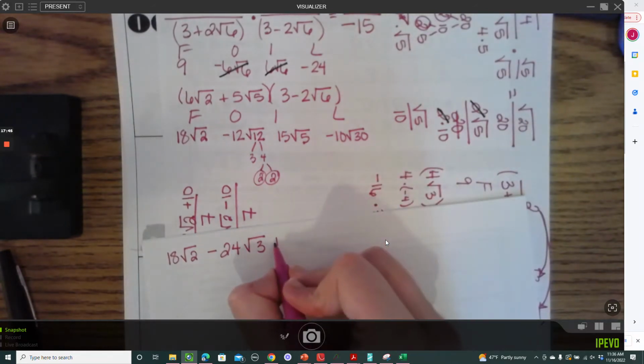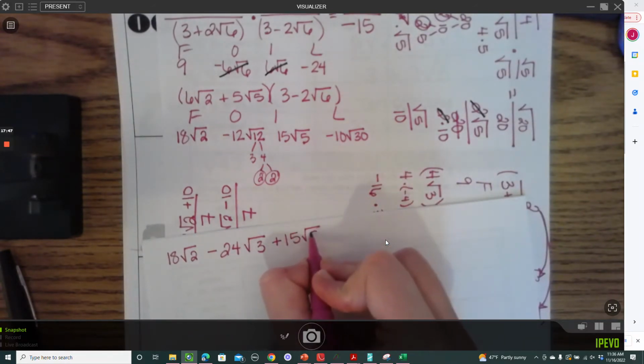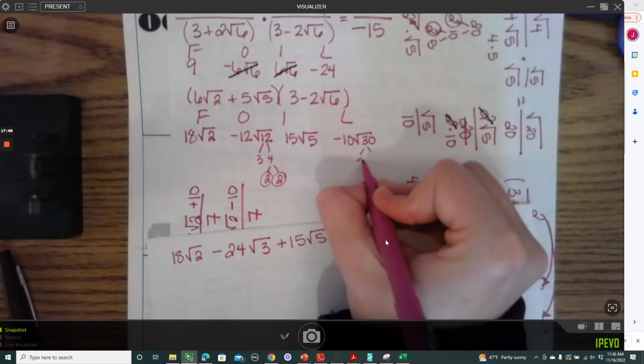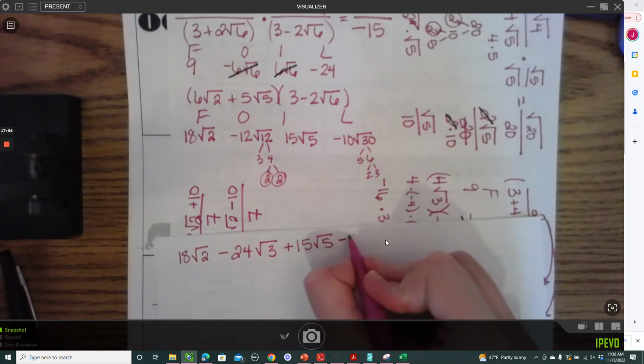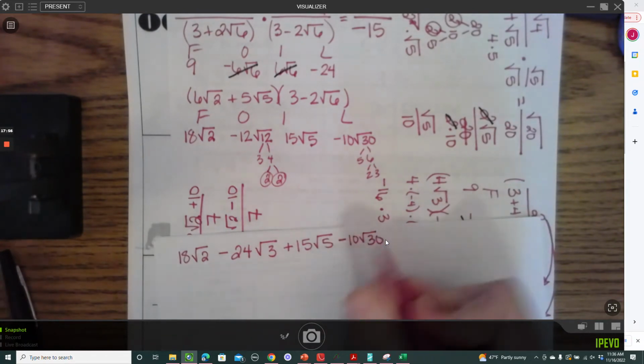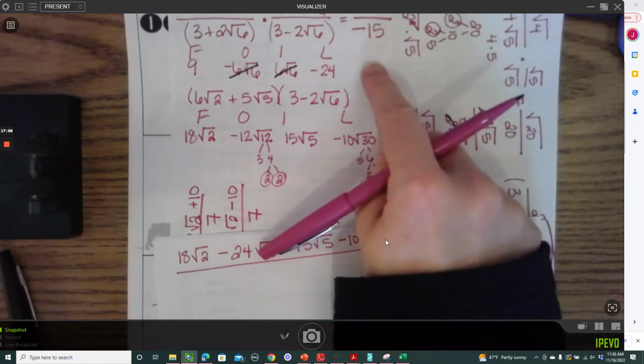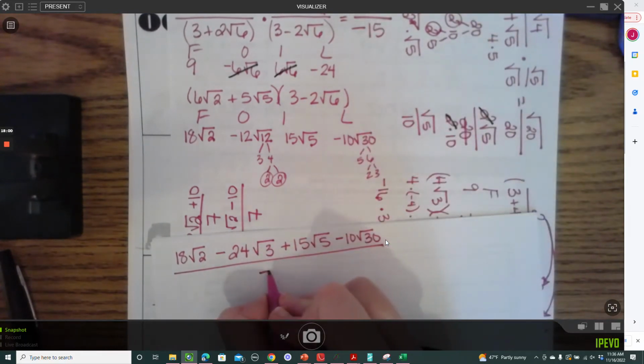Square root of 5, that one won't break down. What about 30? 5 times 6, 6 is 2 times 3. That one won't break down either, will it? 10 square root of 30. All of that is still over that original negative 15.